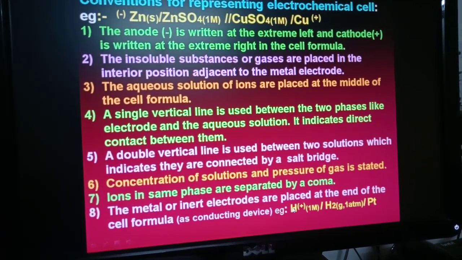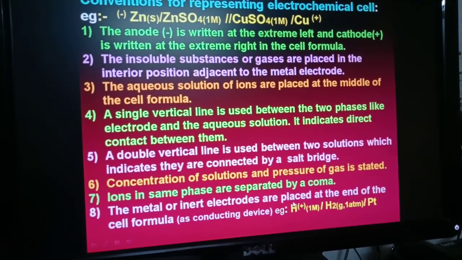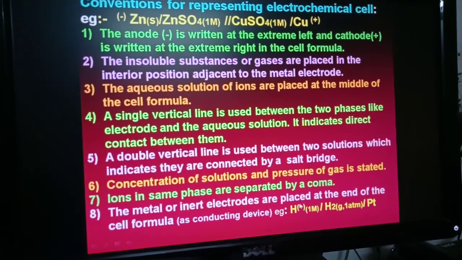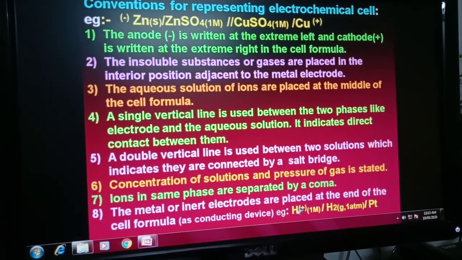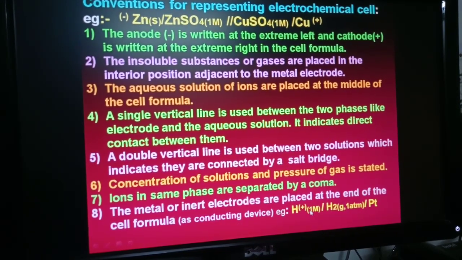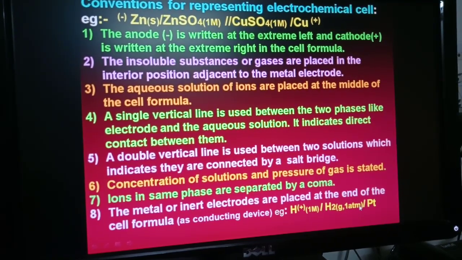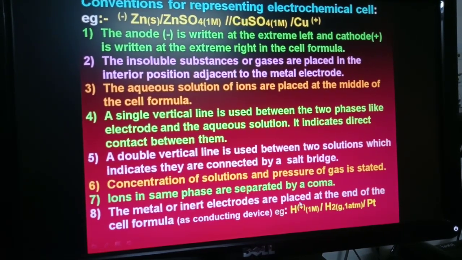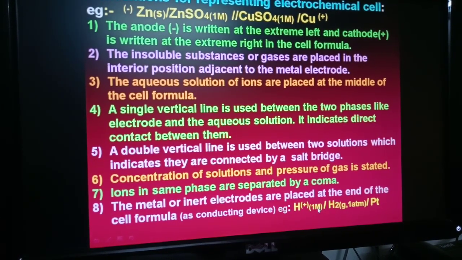That means both H2 gas and HCl solution have H+ ions in common. So instead of writing HCl solution, we can also write it as H+ ions, its concentration 1 molar, in direct contact with H2 gas, whose pressure is taken as 1 atmosphere, in direct contact with platinum. Always, the electrolyte taken for a gas electrode should be written towards the left side.